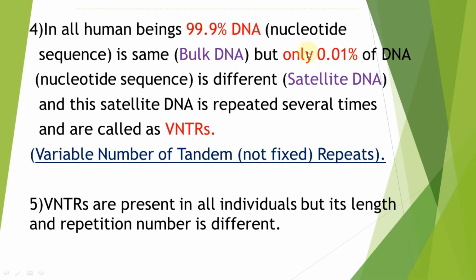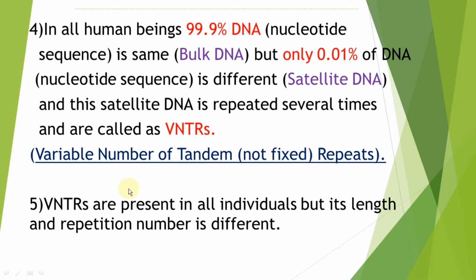In all individuals, 0.01% of the DNA or nucleotide sequence is different. That is called satellite DNA. This satellite DNA is repeated several times in the DNA, many times it is present, and these are called VNTRs. VNTR full form you should know: V for variable, N for number, T for tandem, and R for repeats.